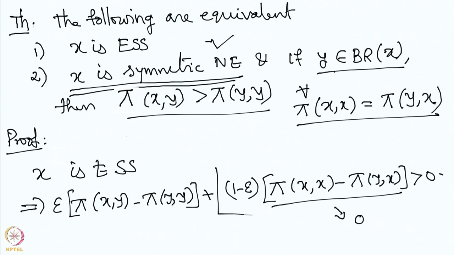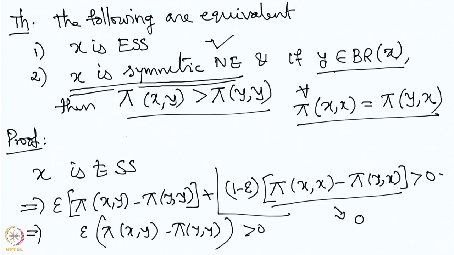Therefore, this term disappears. What we will get is that epsilon times (pi xy minus pi yy) is greater than 0. Now epsilon can be taken away. So this is exactly the condition that is required. Therefore, 1 implies 2 is clear.